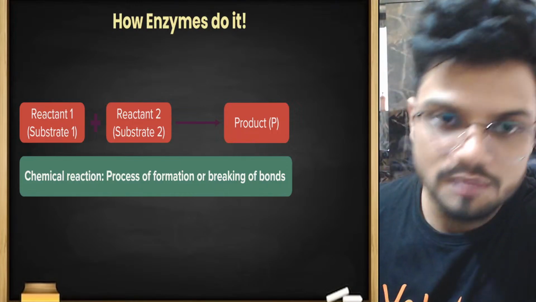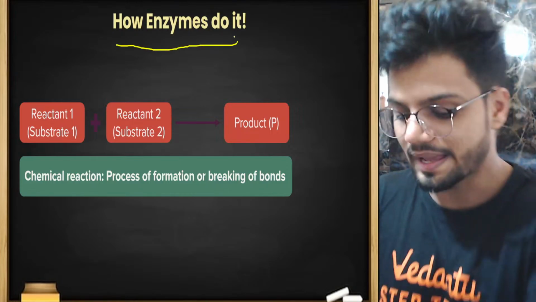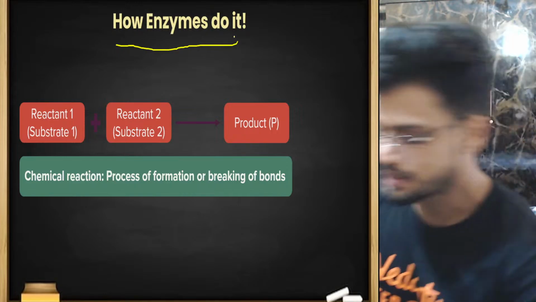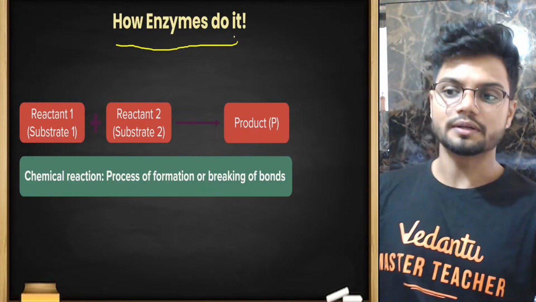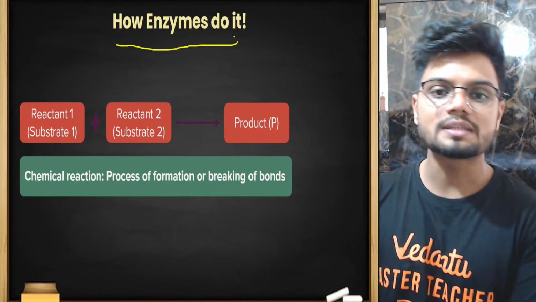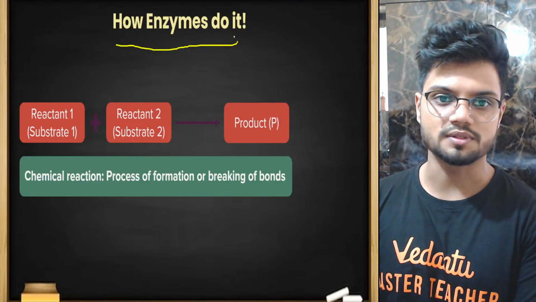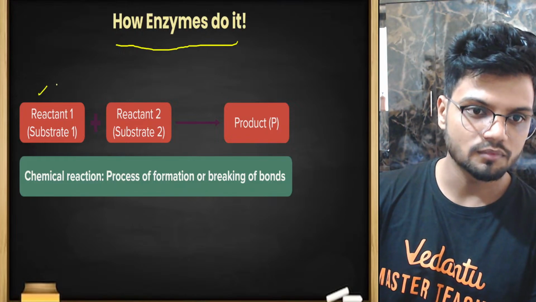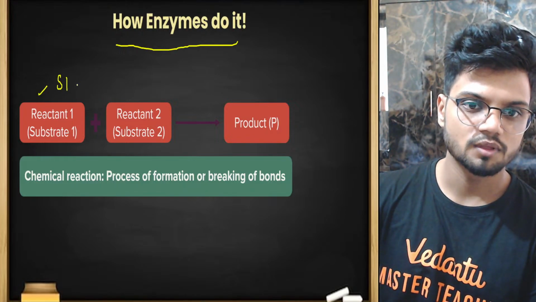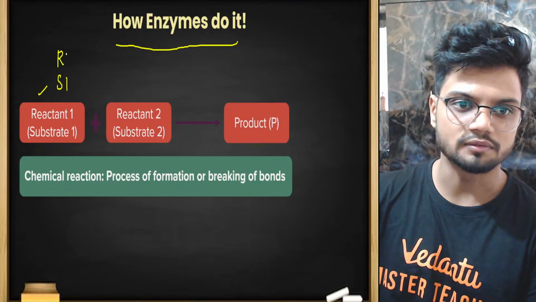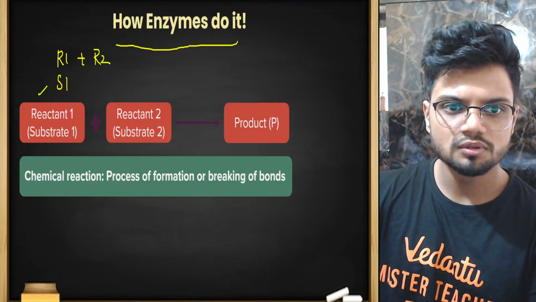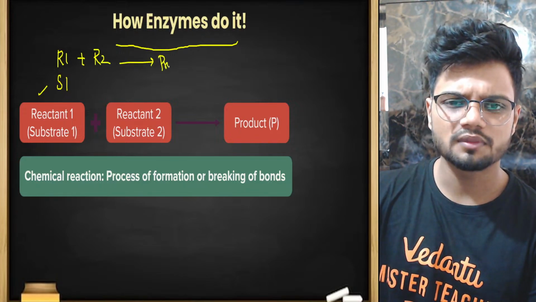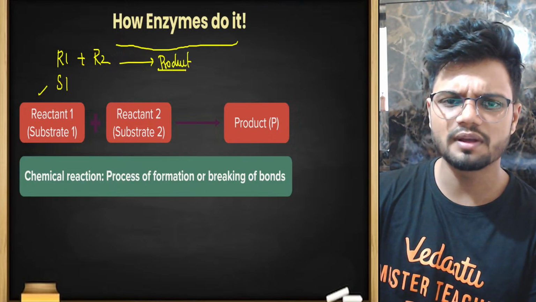Now, the next concept is how enzymes do it. What is the actual reaction happening in the cell, and what is the step by step process? Understand. Here you have a reactant one, also called substrate one, R1 plus R2, and we get a product. This is straight up, very simple.